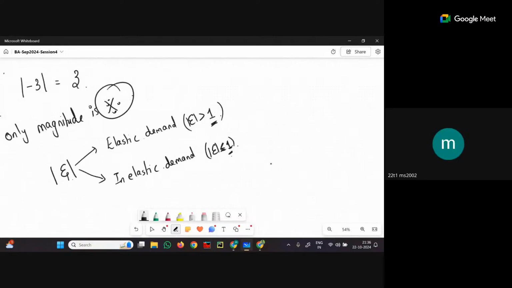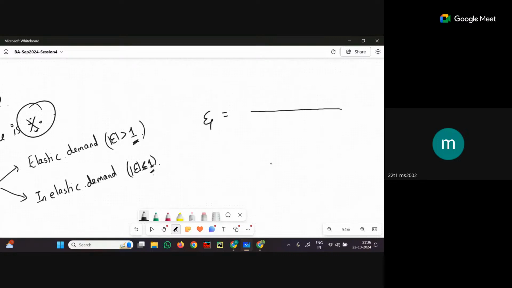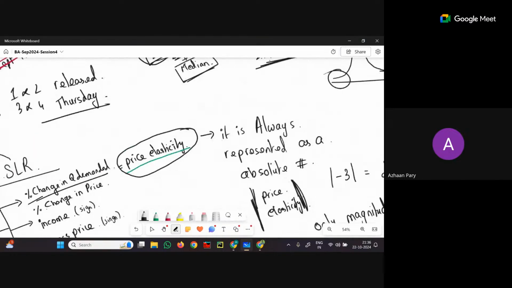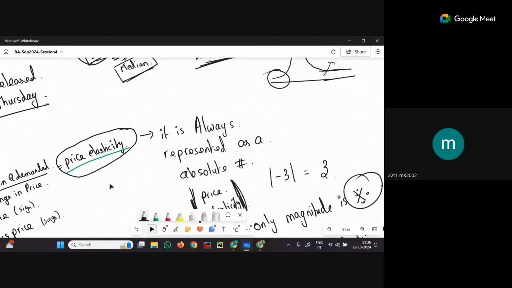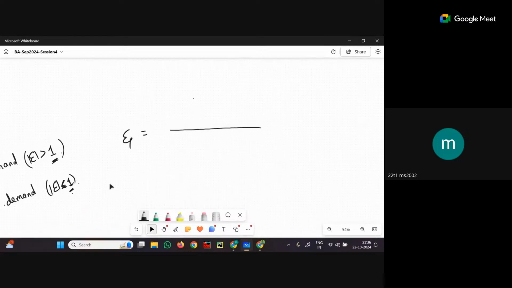Yes, sir. Okay, super. Since we have economics students in the room, if I have to write the formula for price elasticity, what is the formula? If it's percentage change in demand by percentage change in price, how will the formula look? Price elasticity is change in quantity divided by change in price, or percentage change in quantity by percentage change in price. That is what it is in words. Can you tell me in terms of notations? Mathematically, how would you write it?